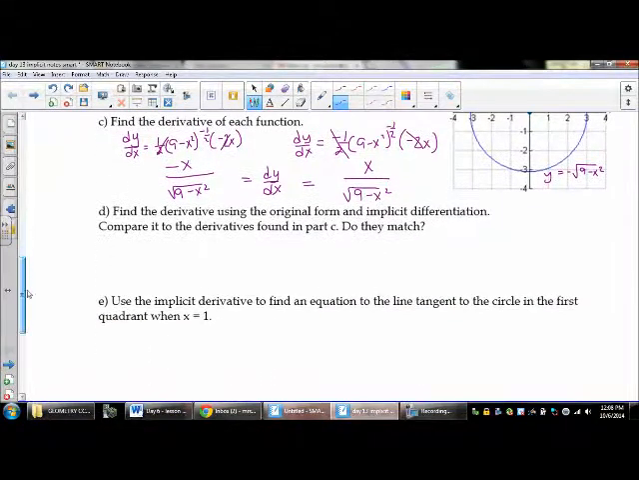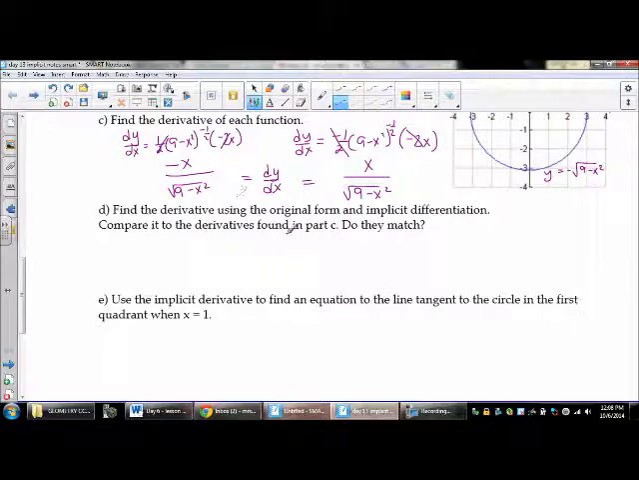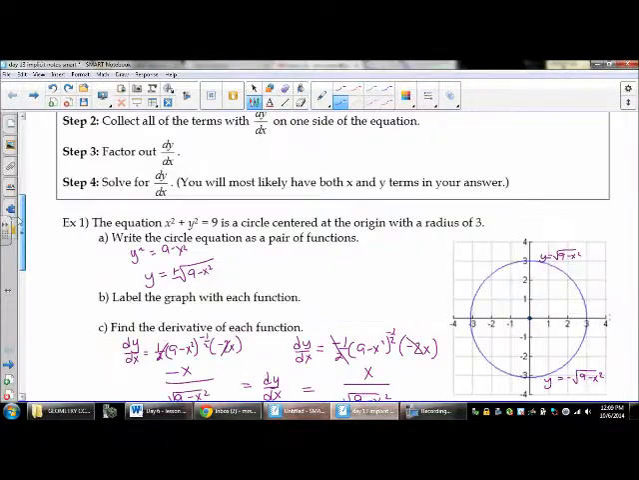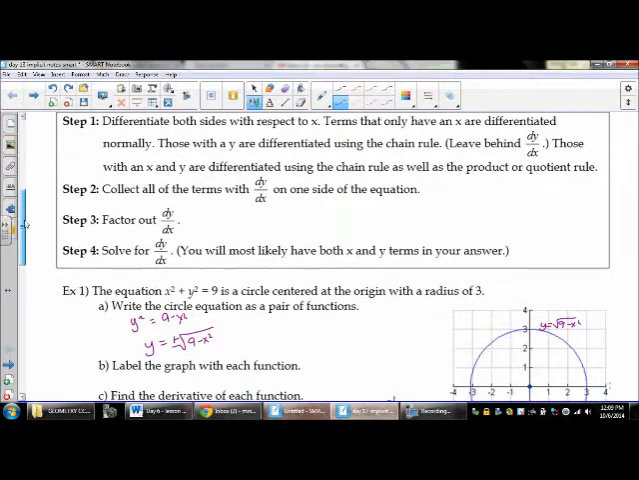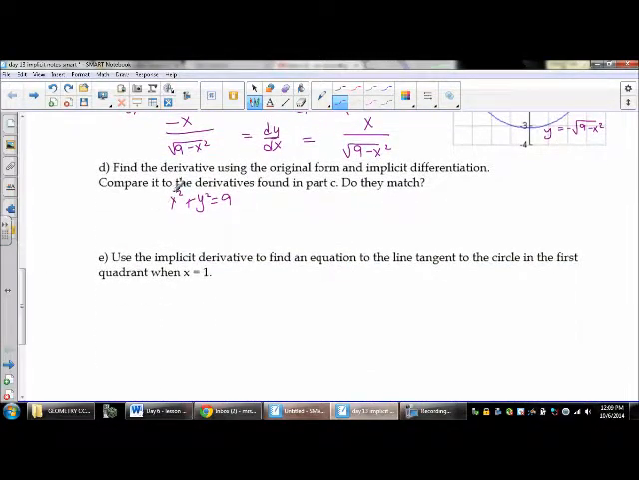Now, here's where I get down to the implicit. Let's say I didn't want to solve for y, and I wanted to take the standard form, x squared plus y squared equals 9, and I want to take the derivative. Well, step 1 up high that you can't really see right now says differentiate both sides with respect to x. Here's how we do that.